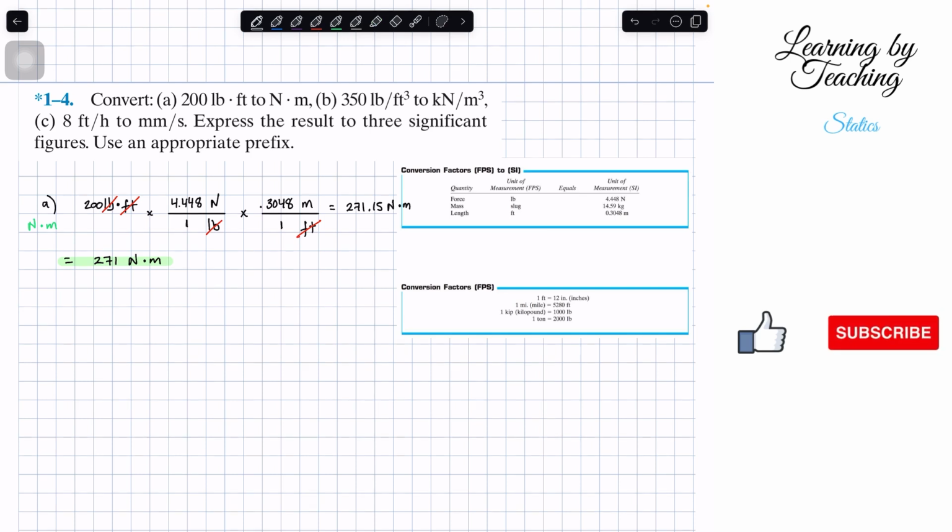We're going to do the same thing for problem B. So we got 350 pounds over my feet cube. We're going to get a fraction, and I'm going to start with pounds. Well, pounds is initially on top, so I want some pounds at the bottom, and again, I forgot to say, we want this in kilonewtons per meter cube.